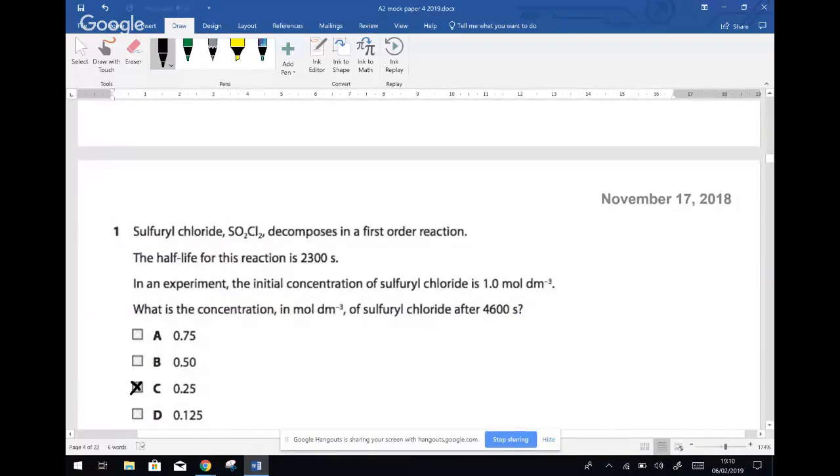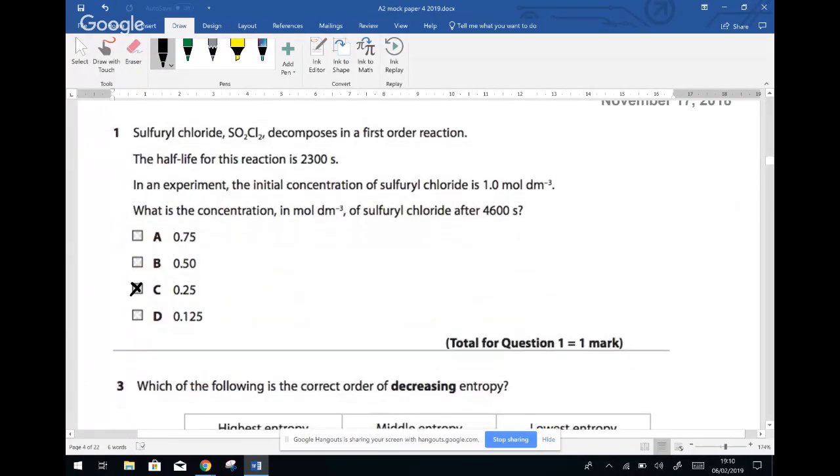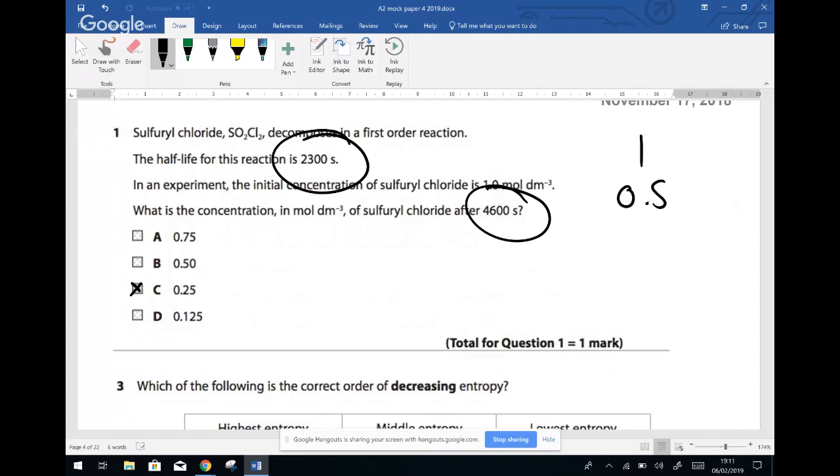Genius. Next, sulfuryl chloride decomposes in a first order reaction. The half-life for the reaction is 2,300 seconds. In an experiment, the initial concentration is 1. What is the concentration? Right, so look at the time. The time they're going to leave it for is twice that. So it's going to go through 2 half-lives. So we're going to have 1 drop to 0.5, and then it's going to drop a second time. Nice and easy. C.